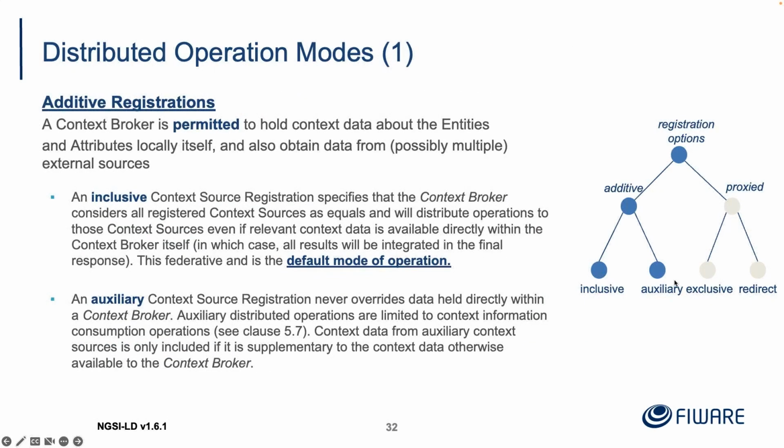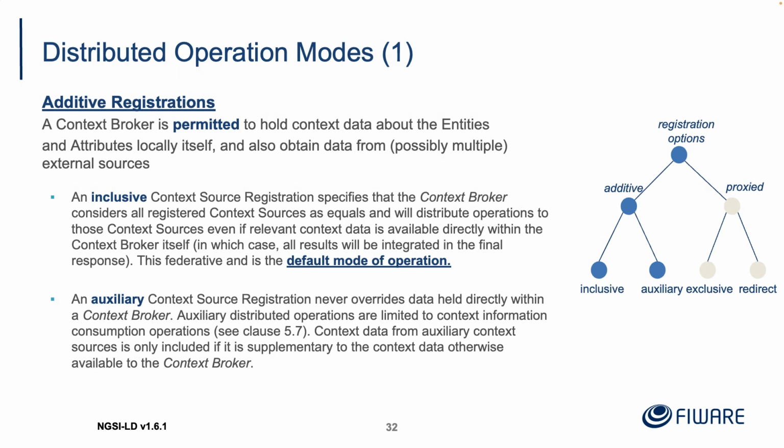There are 2 so-called additive registrations. Additive registrations are where your context broker has data about the system itself, but there may also be data held in context brokers or registrants, should we call them, further down. The basic viewpoint, default mode of operation, is now defined as an inclusive registration. Which means, as I stated earlier, you have a context broker which registers other sources. It has data, other sources of data. We add all of this up together, and you get an overall viewpoint of the system.